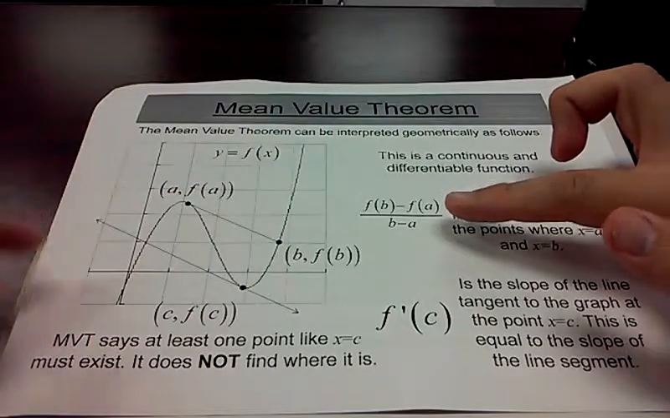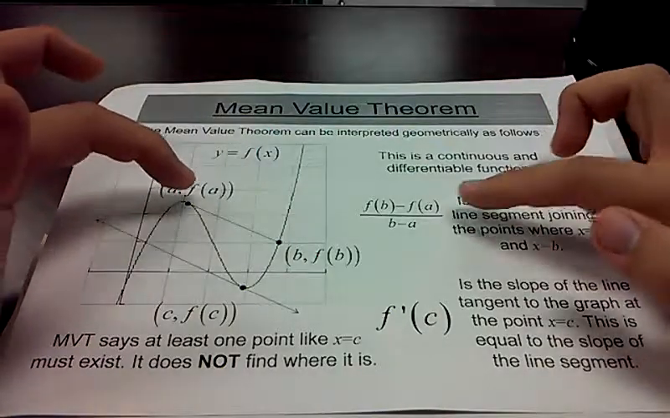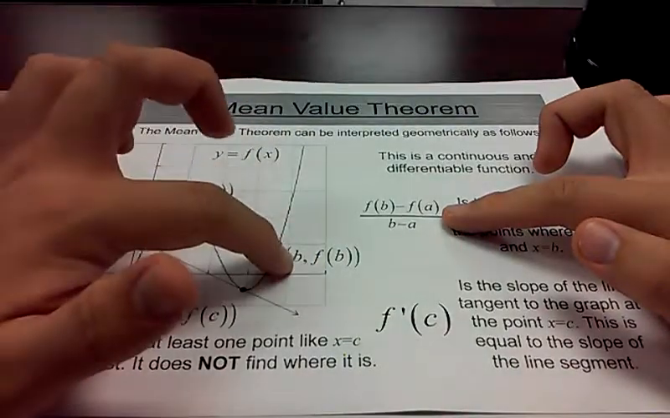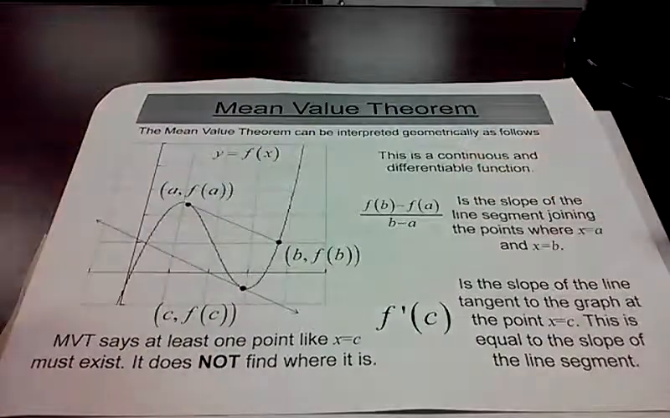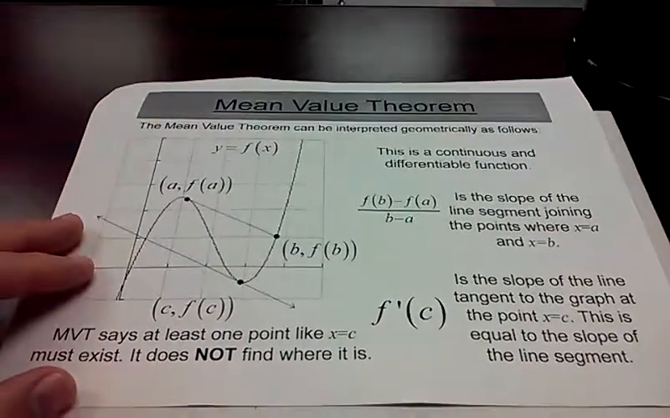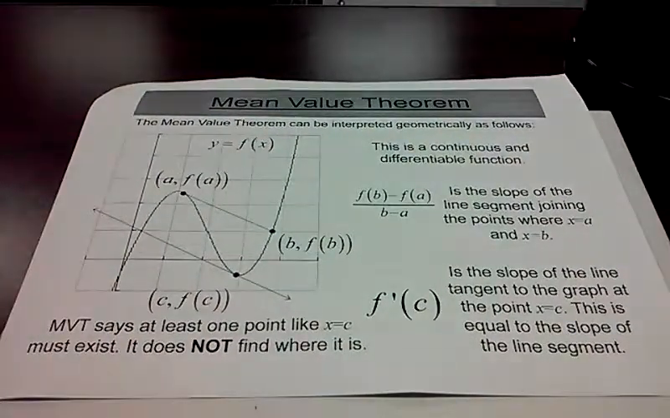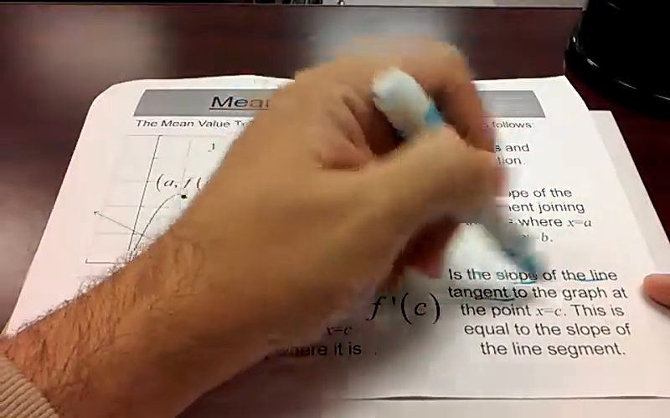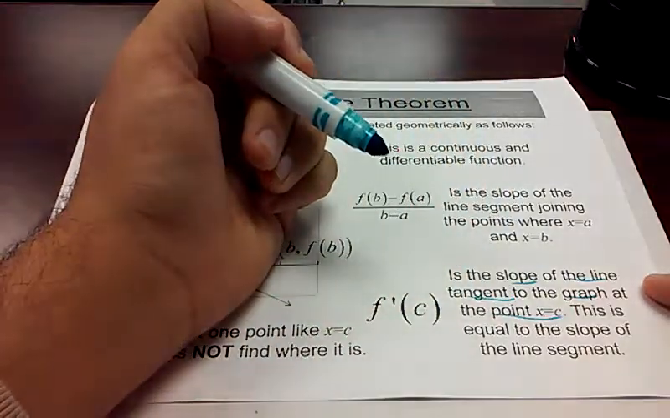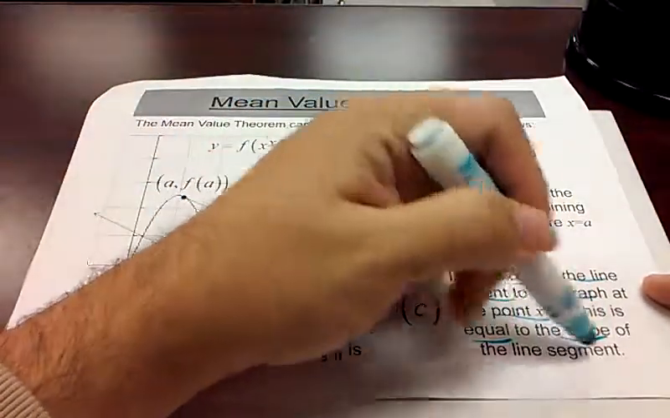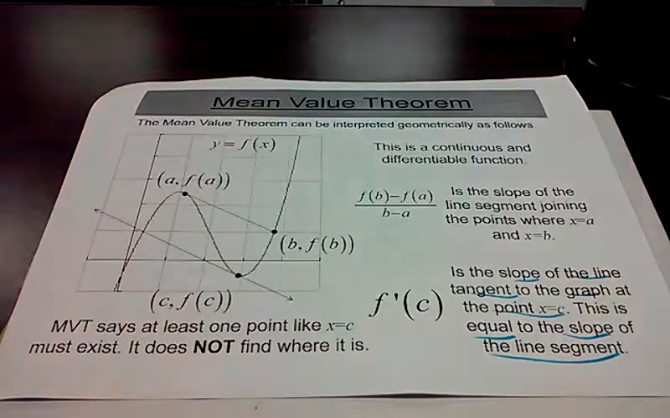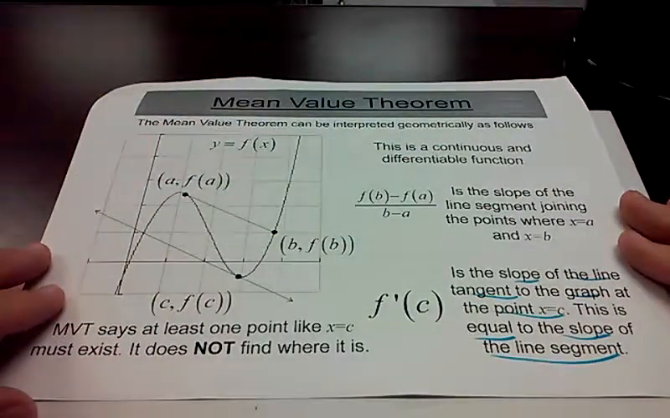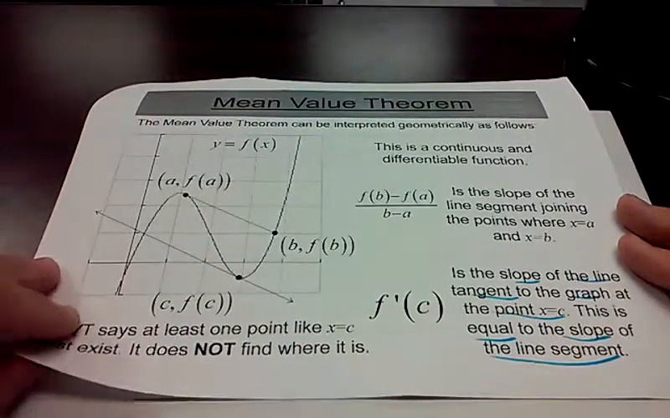Notice that the formula for the slope of the secant line would be f(b), because that's y, minus f(a), over b minus a, because that would be the x minus the x. And to repeat myself, basically the mean value theorem says that the slope of the line tangent to the graph at the point x equals c is equal to the slope of the secant line. Now, that's just a geometrical interpretation of the mean value theorem.